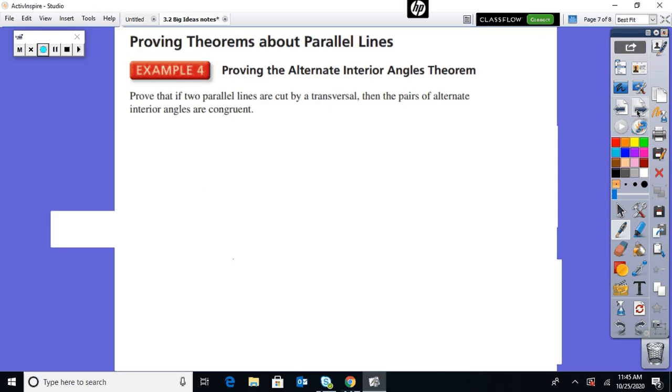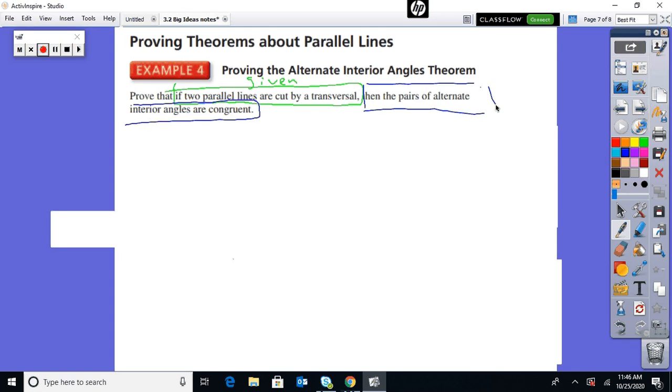All right, now the toughest part about this section will be proving things. And so you're going to have to prove from scratch in this section. Prove that if two parallel lines are cut by a transversal, then the pairs of alternate interior angles are congruent. So first thing we want to talk about, where is your hypothesis? There's your hypothesis, and that's going to be your given. And then your conclusion will be what you're trying to prove.